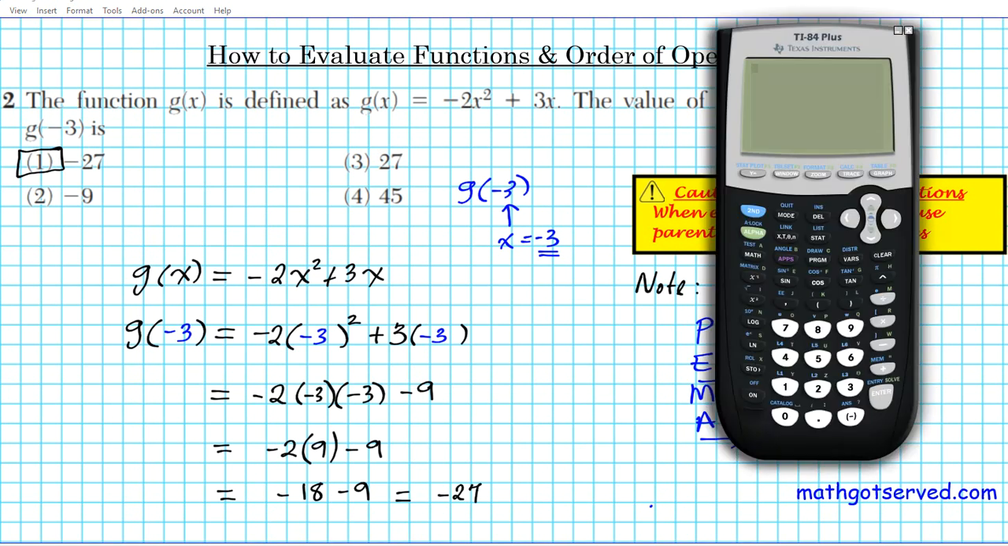Okay, now how can we do this with a calculator? Well, there are two ways you can do this with a calculator. You can either use the table or you can evaluate this from the home screen. Okay, so what we're going to do first is store negative 3 in the x values. So negative 3, we're going to store it in x. Press enter. And then we're going to enter this expression in the calculator, negative 2x raised to the second power plus 3x. And press enter. And then we see what the answer is.